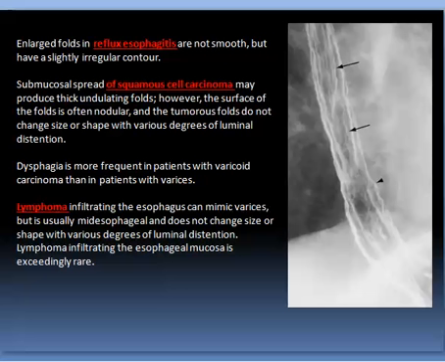However, the surface of the fold is often nodular, and the tumorous folds do not change size or shape. Dysphagia is more frequent in patients with varicoid carcinoma. This pattern of carcinoma that is creeping underneath the mucosa is called the varicoid mucosa, varicoid carcinoma. Lymphoma also infiltrating the esophagus can mimic varices.